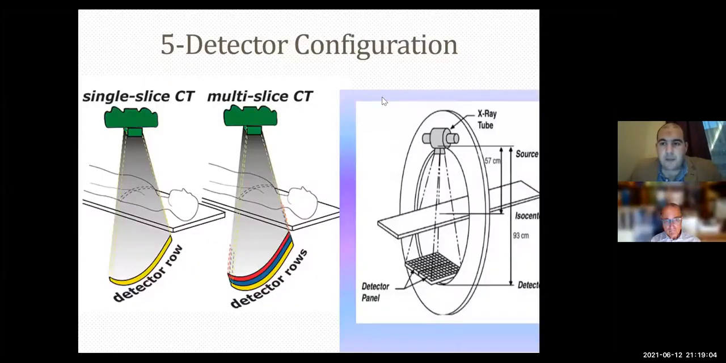So, the fifth parameter is detector configuration.